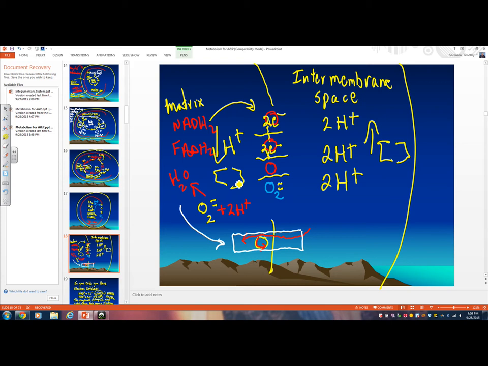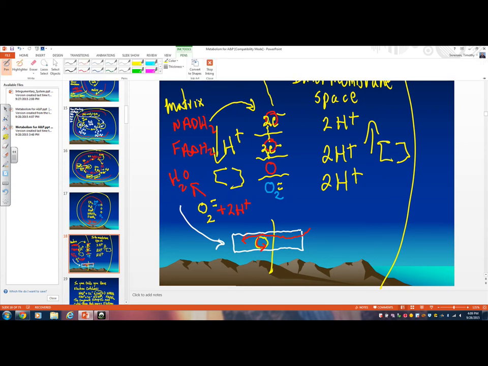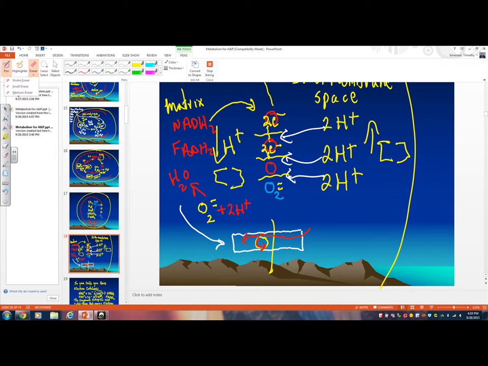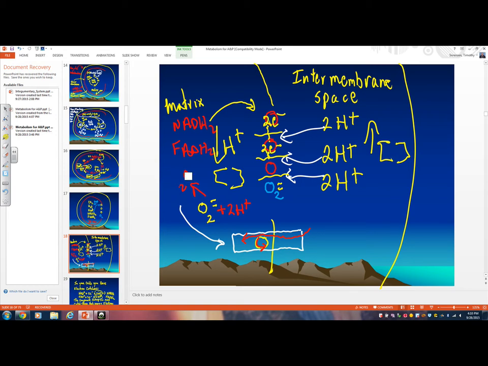And where do things always go? High to low. Here's the kicker. Once they are pushed from the matrix into the intermembrane space, they can't go back. They're stuck there, at least for now. The only way they can get back is by going through that special enzyme complex, that little turbine embedded in the membrane. And that little turbine, that little power station, is called ATP synthase.